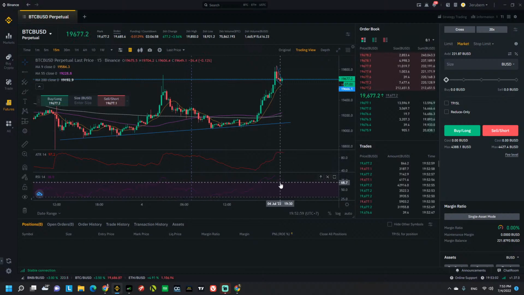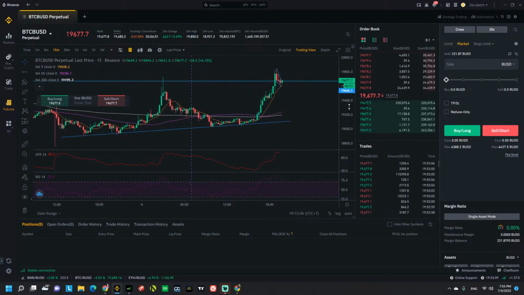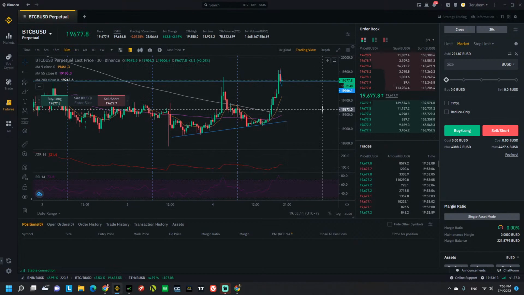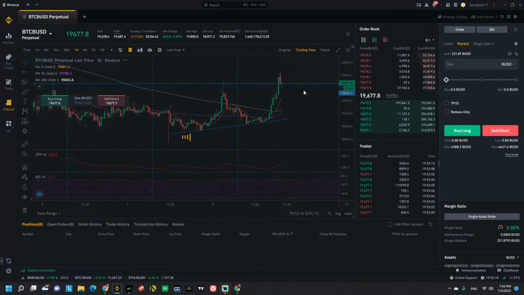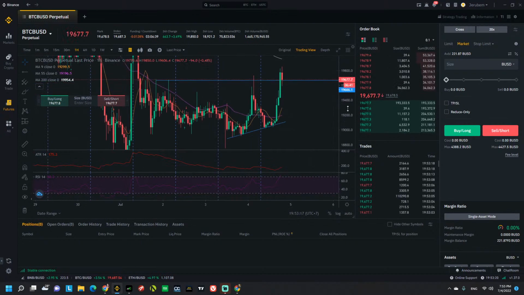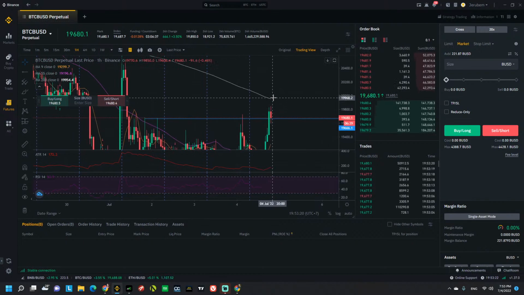RSI is also overbought. So the momentum is still strong. Yeah, here also momentum seems strong. If you go to the 1 hour, it already reached the 200 moving average. Oh, is this 200? But yeah, it is the 200 moving average.